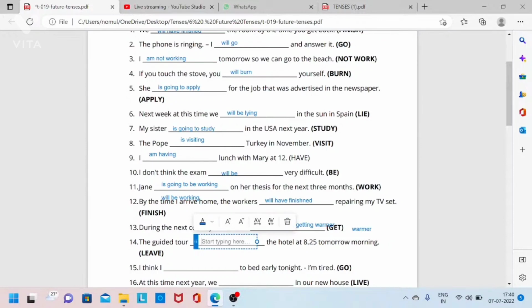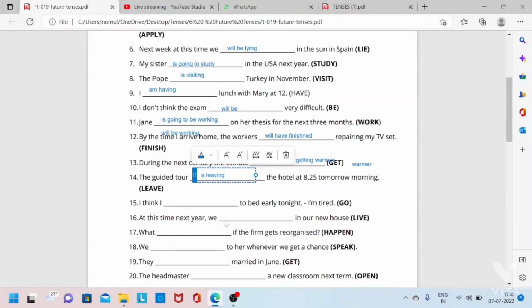The guide dash the tour of the hotel at 8:25 tomorrow morning. So the guided tour is leaving. Okay, using leave we have to do, right? Is leaving the hotel at 8:25 tomorrow morning. So using future tense, we have been using it and we are completing it. Okay, so let us see 15th now.